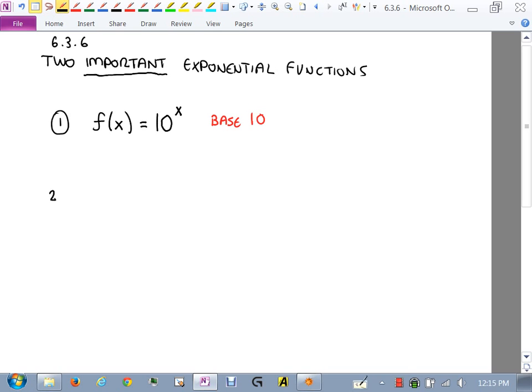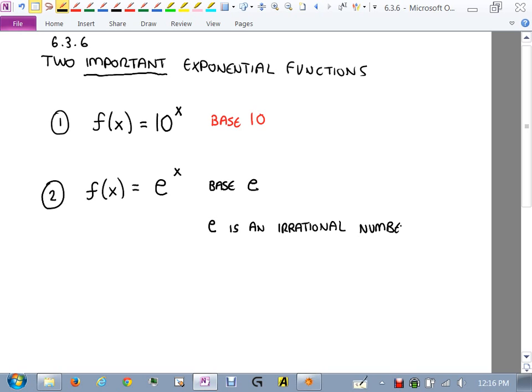And the next important one, and in my opinion, the most important one, is e to the x. Here, the base is e. Now, what is e? E is an irrational number. Like pi. You've heard of pi, right? It's a non-repeating, non-terminating decimal. If you write it out, it goes on forever. It doesn't have a pattern to it, just like pi.